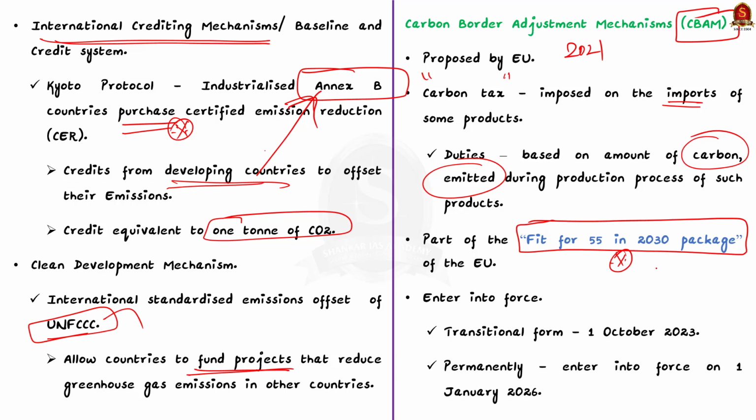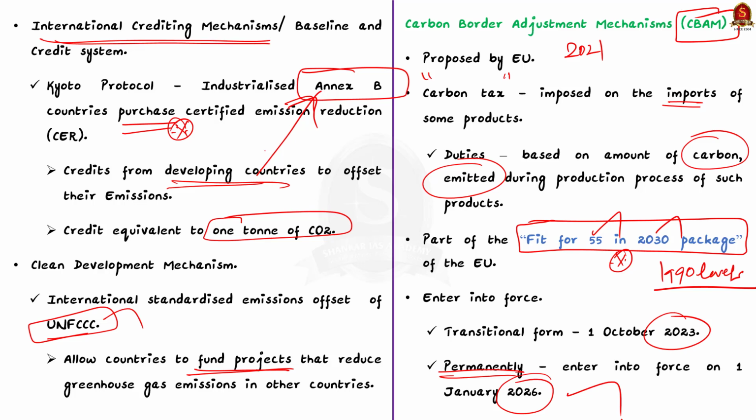European Union. With this package, the European Union aims to reduce greenhouse gas emissions by at least 55% by 2030 compared to 1990 levels. Note that the CBAM will enter into force in transitional form on 1st October 2023. Then the permanent system will enter into force on 1st January 2026.